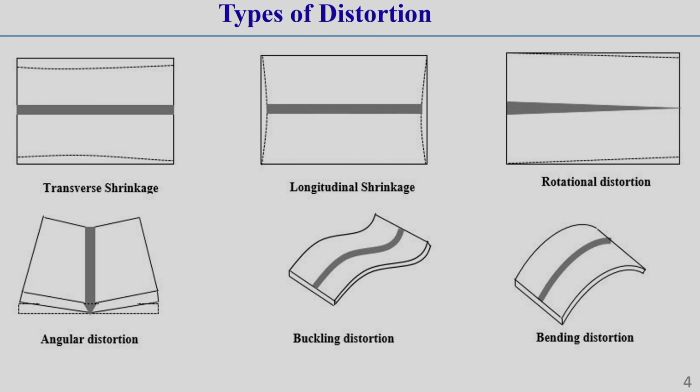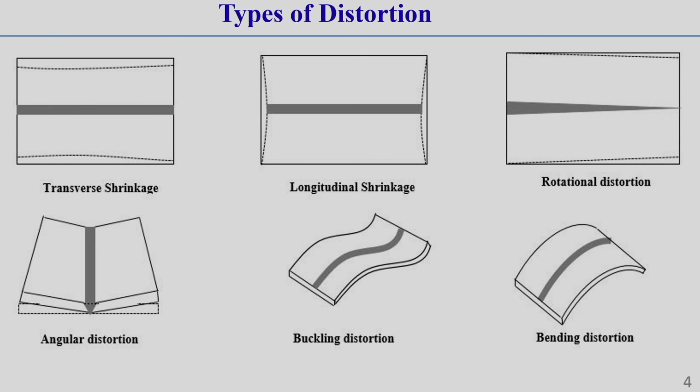Apart from this, distortion is dependent on the material properties we use to make the structure. It is also dependent on what type of welding procedure we use to fabricate the structure. So, there are different causes of this distortion. Now, I will discuss one by one in detail. First of all, I will discuss the different types of distortion. Broadly, we can categorize the distortion in a welded structure into 6 different categories.